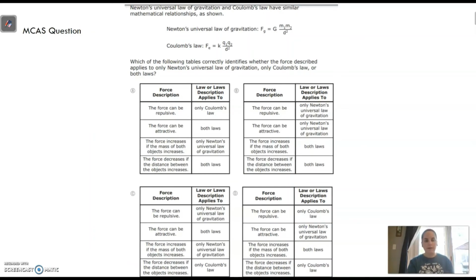With this MCAS question, let's read it out and then try your best.